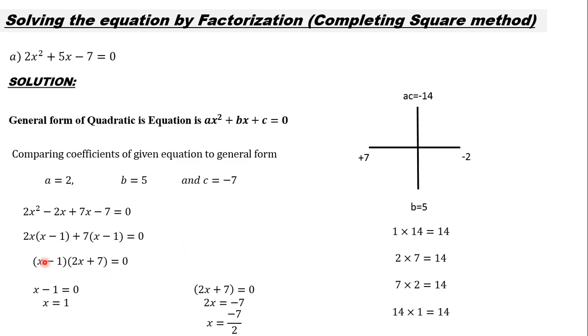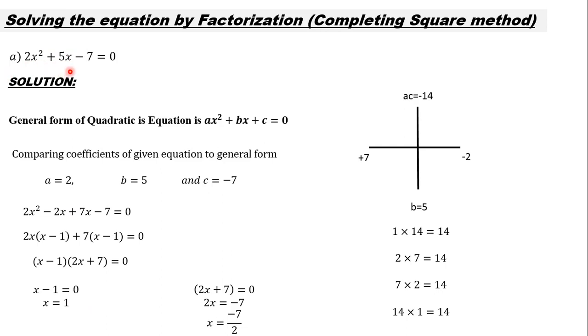And if I solve it, x is going to be 1 and x is going to be minus 7 divided by 2. What does it mean? If x has the value 1, then the left hand side is going to be equal to 0.